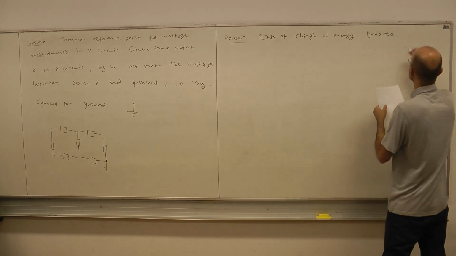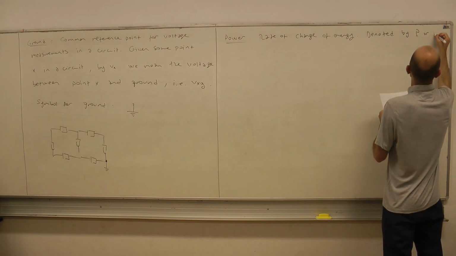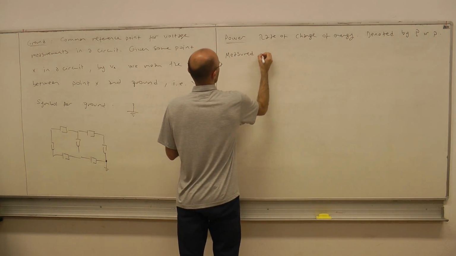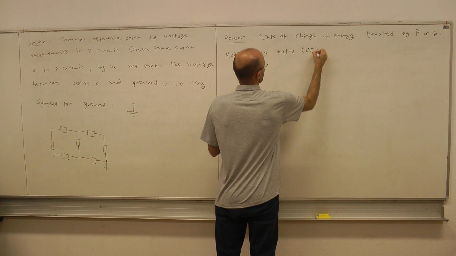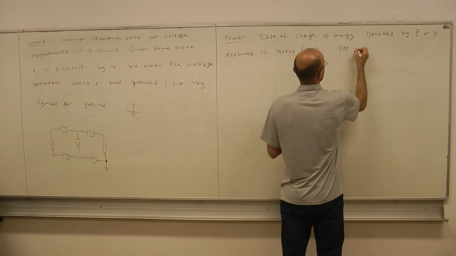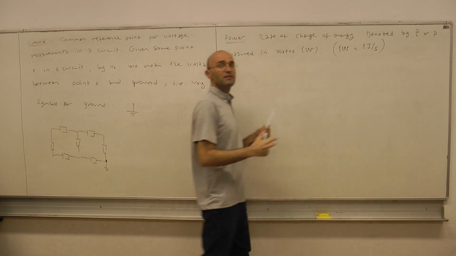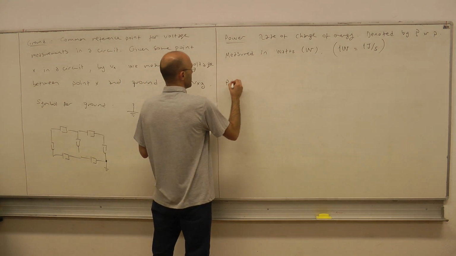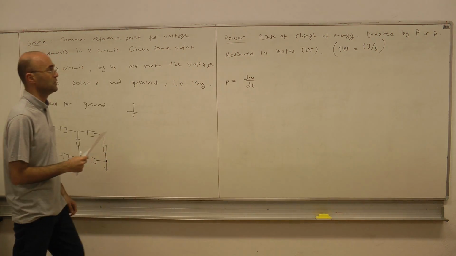It's denoted by P, capital P or lowercase p, and measured in watts, capital W. And 1 watt equals 1 joule per second. Joule is the unit that we measure energy in. Now P, by definition, is the rate of change of energy or work, dW/dt.